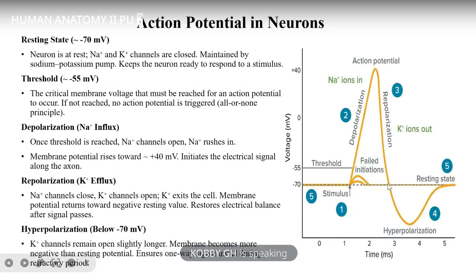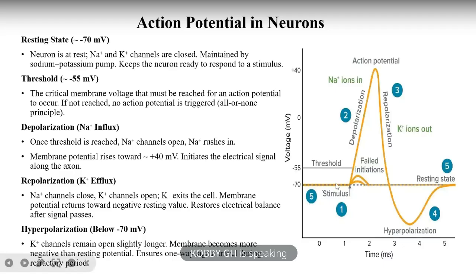But we can have a situation that we call hyperpolarization. Hyperpolarization is a situation where the potassium channels remain open, so more potassium can go inside, and the neuron will become highly negative. We call that hyperpolarization. That can happen sometimes, especially when we want to start a new action potential.